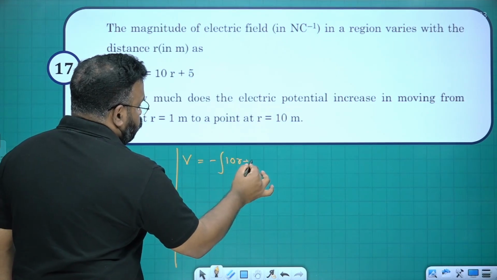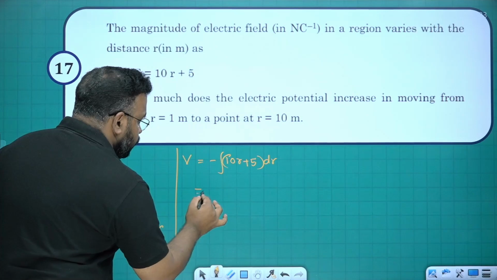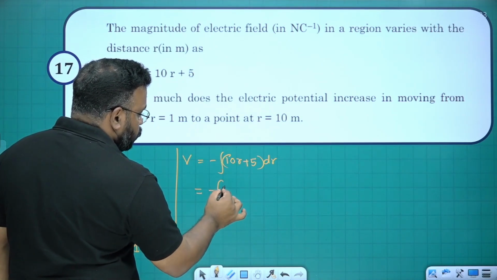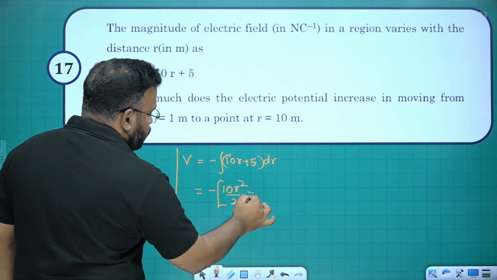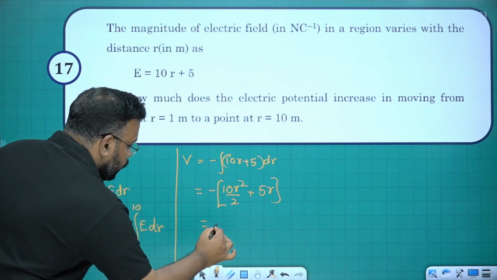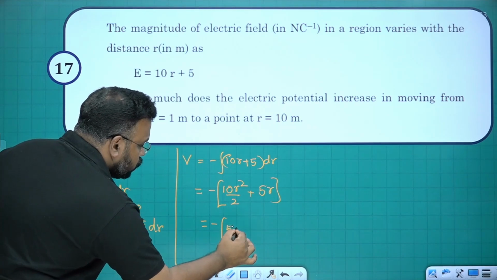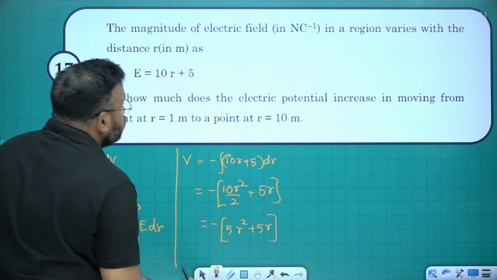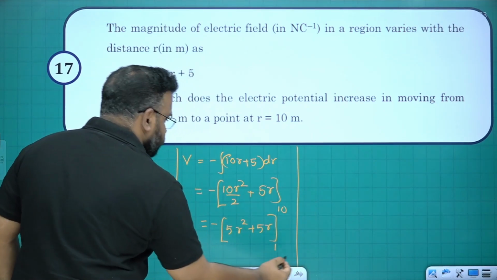10r plus 5 dr. So integrating we get minus of, what is the integral? 10r dr, 10 into r dr is 10r square by 2, plus integral 5 dr is 5r. So what is the result? Minus of 10r square by 2 means 5r square plus 5r within the limit 1 to 10. Now we can apply the limit.